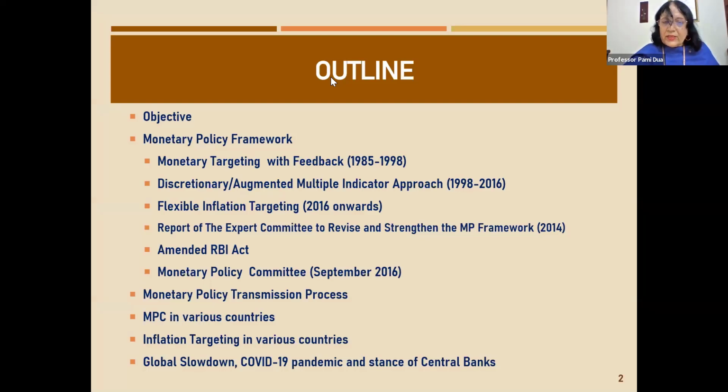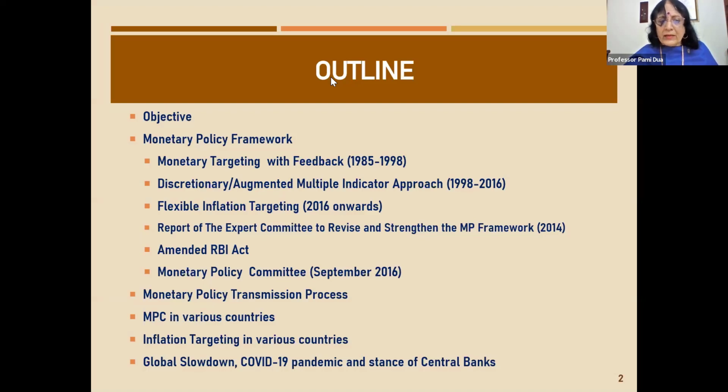Then I will also reflect on the monetary policy transmission process. What is monetary policy transmission? Monetary policy transmission means when monetary policy changes, how does it impact economic activity? How does it impact inflation? So we will look at this process.